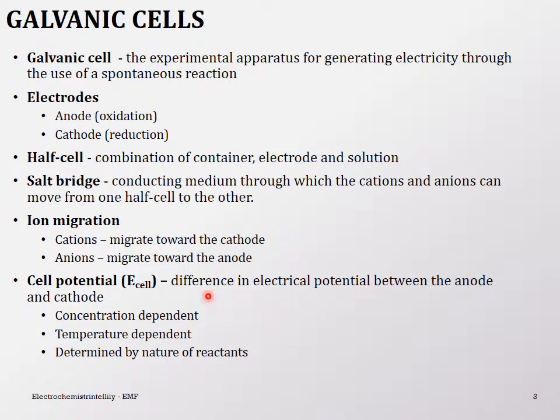Now, the cell potential is dependent on the concentration of the electrolytes that you have there. Remember, in the half cell, you actually have the electrode as well as a solution in there. So it totally depends on how much of the solution you have in there. It is also dependent on the temperature. And then, of course, the nature of reactants, what kind of anode and cathode you're using, will determine what the electrical potential is for that particular galvanic cell.